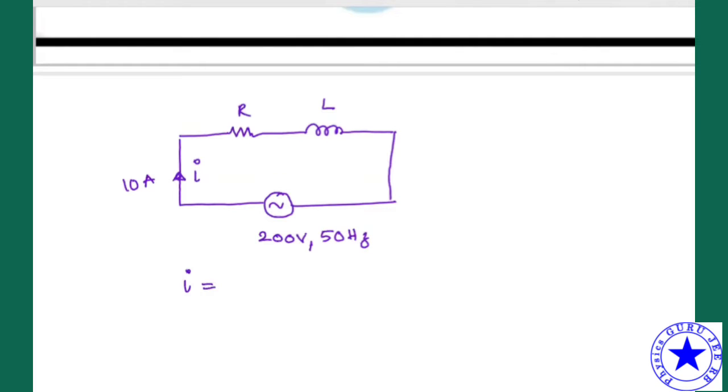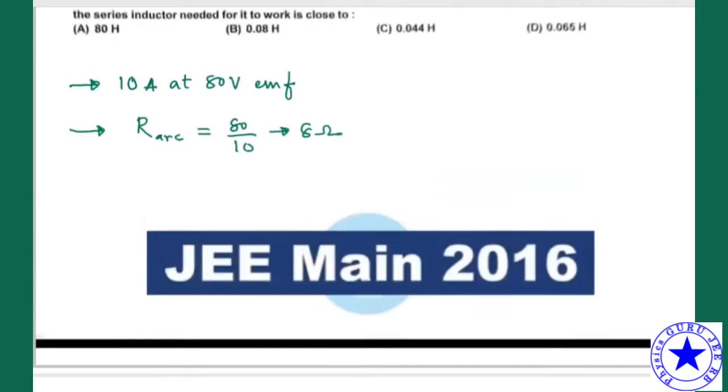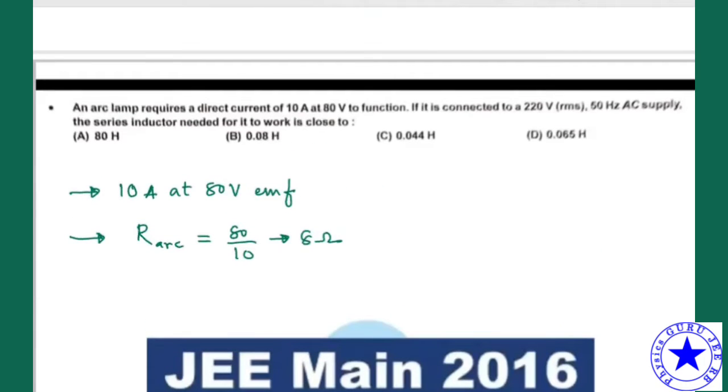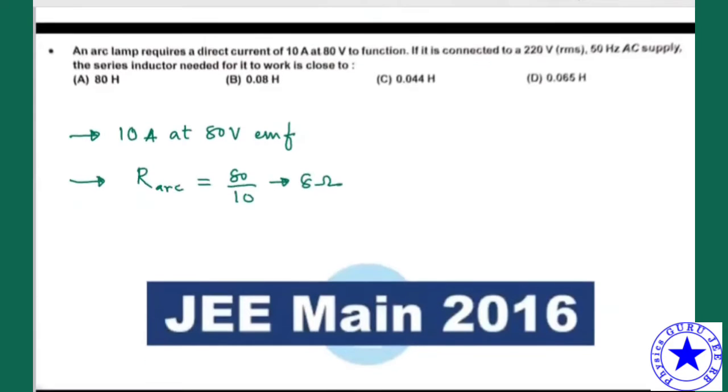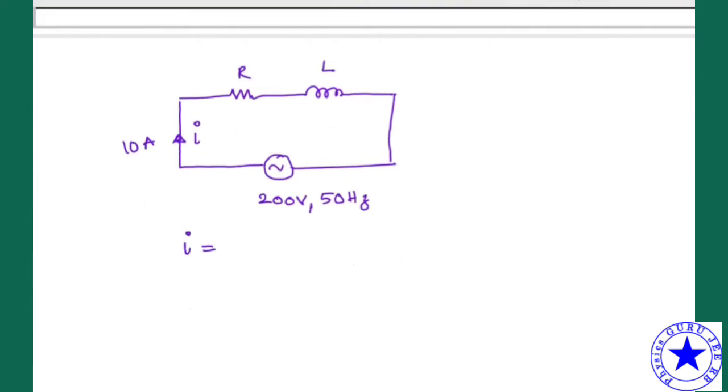According to the question, we should calculate the inductance. First, what I'm trying to calculate here is the impedance. So how can I get the impedance or the resistance of the circuit? So this is the resistance of the circuit, right? So I is equal to V by Z.